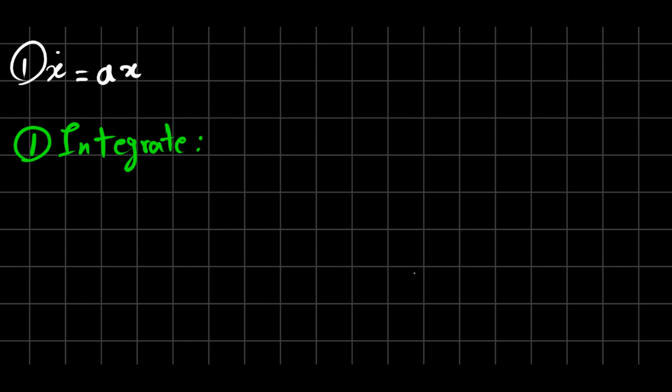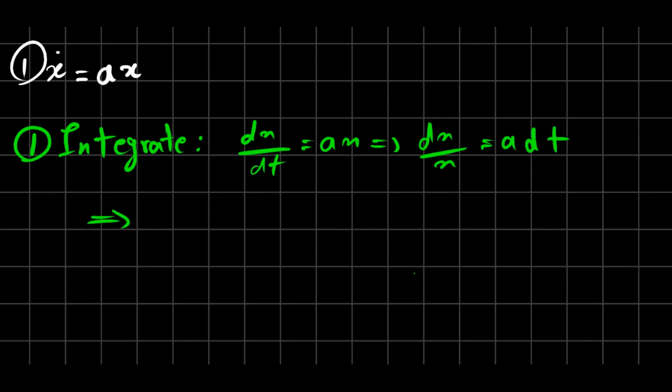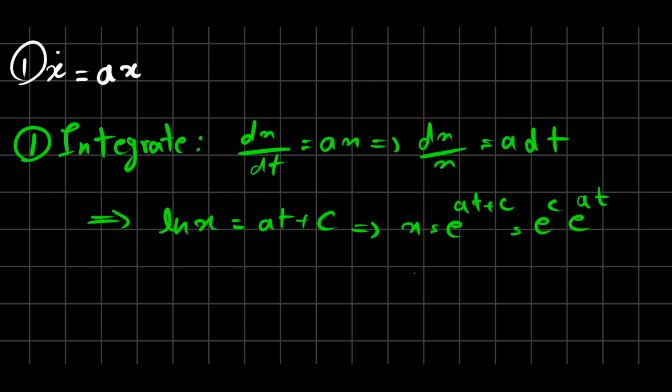And if we integrate it, actually this equation is like this. So we put x here and dt here, and then we integrate. The natural log of x is equal to at plus a constant c, and x is equal to e to the power of at plus c, and it is equal to e to the power of c times e to the power of at.